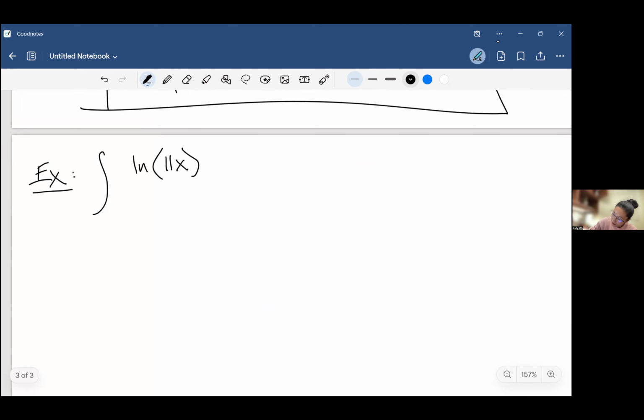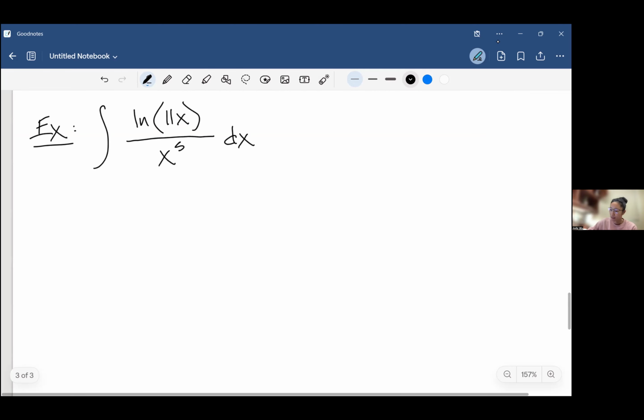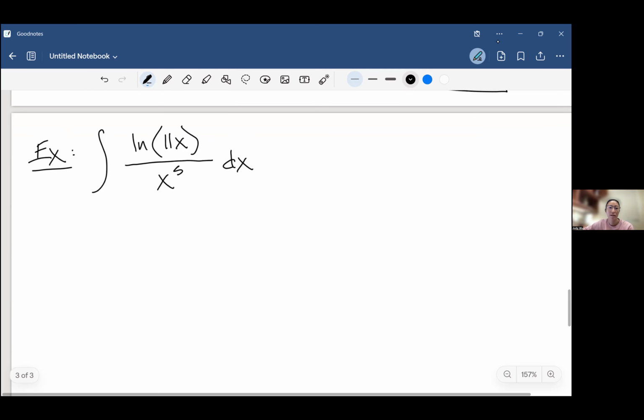So we've got this one, the integral of the natural log of 11x over x to the 5th dx. Okay. So we'll take a look at this. I see two functions and they look to actually be divided. Okay. So let's think about this for a moment.